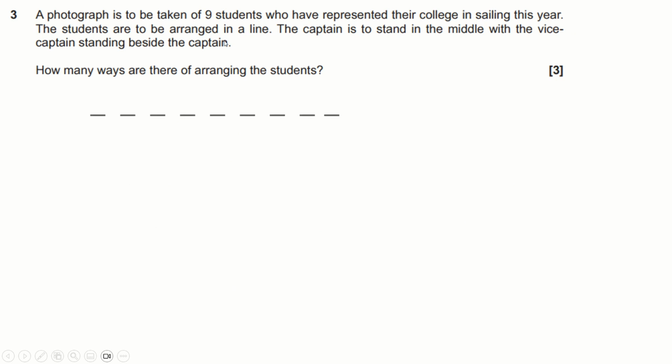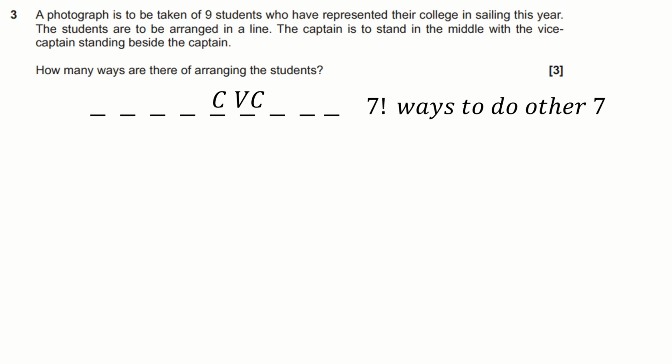Next, we have a line of 9 students. 1, 2, 3, 4, 5, 6, 7, 8, 9. The middle one has to be the captain. The vice captain has to be on either side. I'll just put him on here for now. And that means there's 7 remaining students to sort, and there are going to be 7 factorial ways to do that. But you could put the vice captain on either side of the captain, so just times this by 2 to get both situations, and you'll get this many ways of doing it.